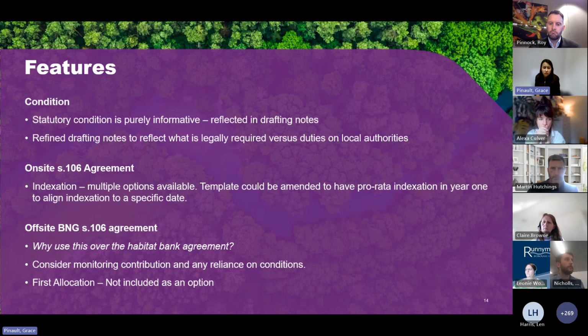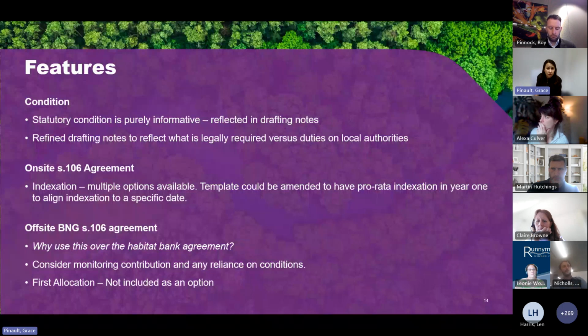In terms of the on-site Section 106 agreement, there's some optionality here on indexation. The template could have been amended to have a pro rata indexation in year one and then align all of those dates on a particular date. We understand that as it's currently drafted, it just has a standard indexation, but that might be burdensome. Definitely the position on indexation in the on-site Section 106 agreement is not the only way that you can secure a BNG monitoring contribution. If it's easier for your local authority to align indexation across your planning obligations to one particular date, by all means do so. I think that's actually a really good idea.